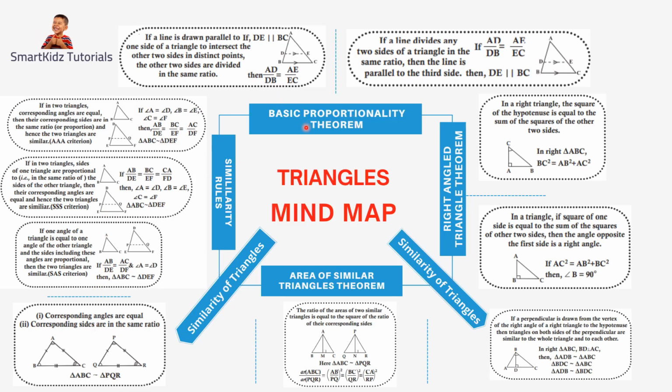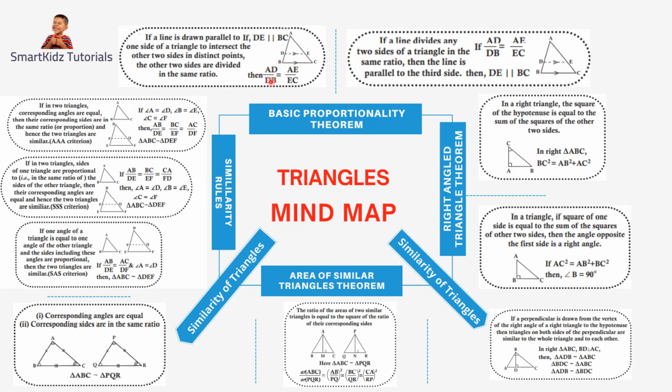Then we move on to the basic proportionality theorem, or as we refer to it, just BPT. This is also known as Thales theorem. If a line is drawn parallel to one side of a triangle to intersect the other two sides in distinct points, then the other two sides are divided in the same ratio.